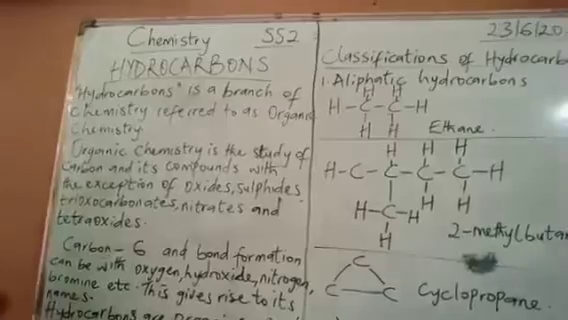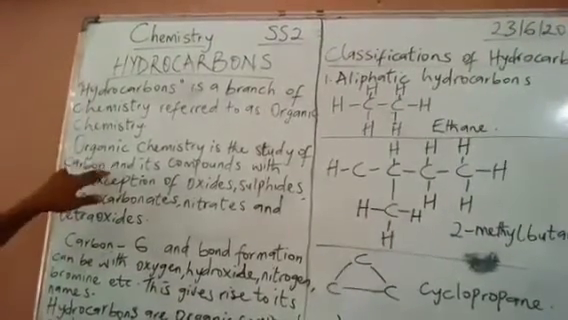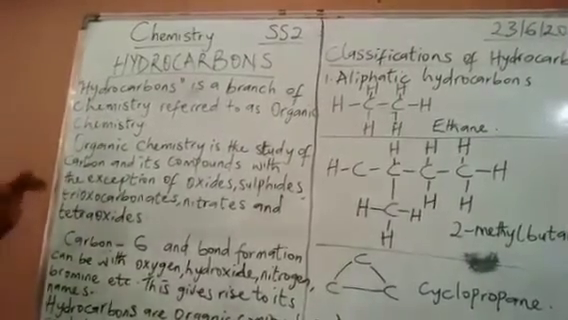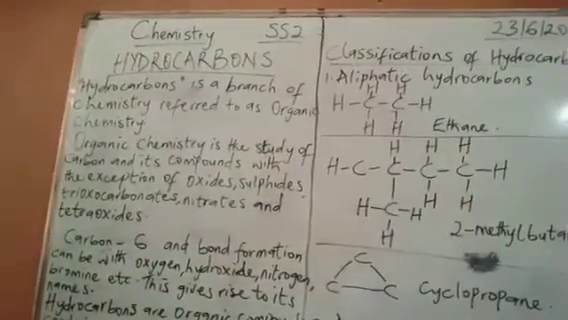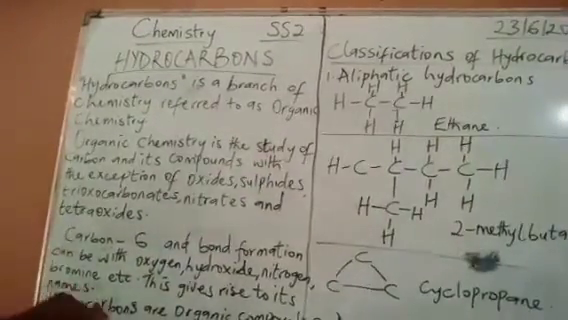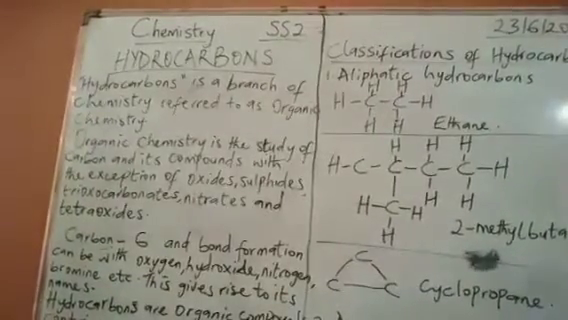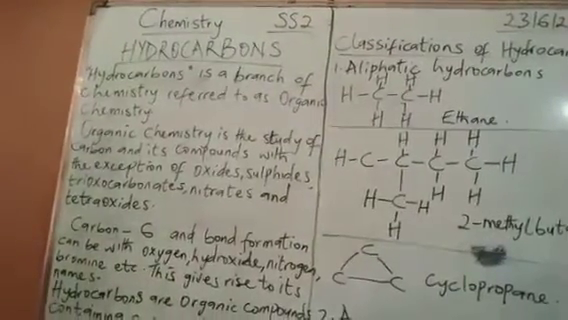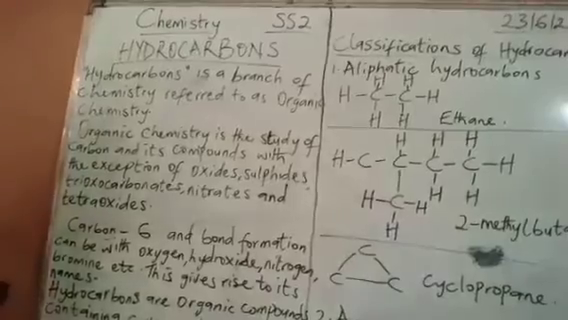Now, what is organic chemistry? Organic chemistry refers to the study of carbon and its compounds, with the exception of the oxides, the sulfides, trioxocarbonates, the nitrates, trioxosulfate, trioxocarbonate, and tetraoxosulfate, and all of that. Now, when we talk about organic chemistry, we're talking about carbon. Carbon is the central element that we are dealing with.